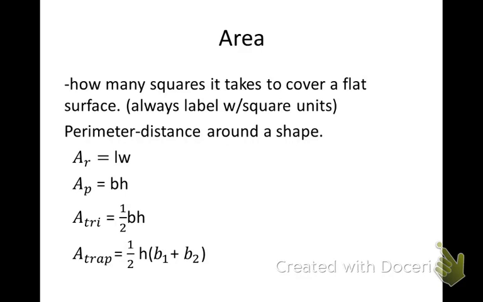Today we're going to be talking about area. And what does area mean? It means how many squares it takes to cover a flat surface. So that is one reason why we always label it with square units, because it is how many squares.